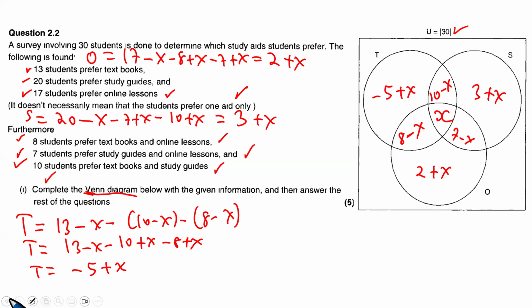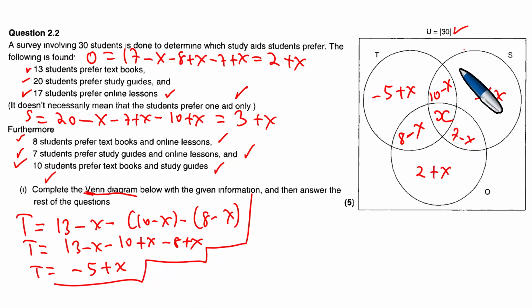Right, so you need to complete the Venn diagram below the given information and then answer the rest of the questions. So we actually have to complete the Venn diagram, but also we need to find our x in the Venn diagram. What is x in this particular question? We proceed to find x as follows. Let us find the numerical value of x.